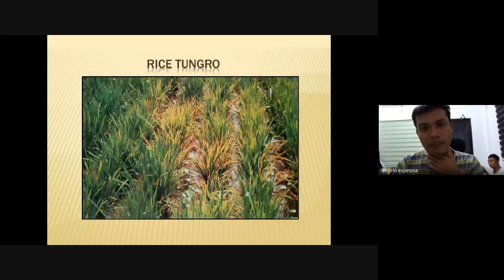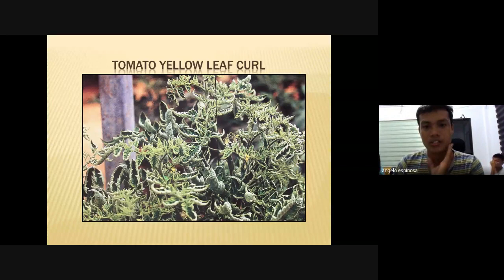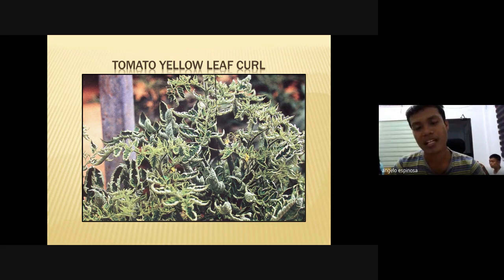And we have also rice tungro. Okay, so this is affected by a rice tungro. Okay, and this one is tomato yellow leaf curl. So pag mayroon tomato leaf curl, ibig sabihin it is affected by a virus. And commonly, meron din yan sa mga capsicum. Okay? Capsicum family. Tulad ng atsal, sile, yon.